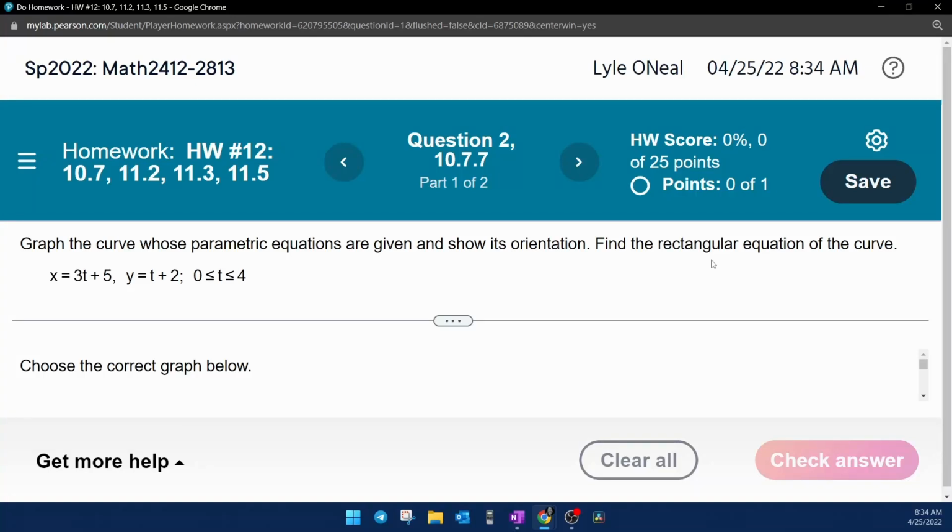Question number 2 from our Precalculus, homework number 12 in MyLab Math. They want us to graph the curve whose parametric equations are given and show its orientation. And then they want us to find the rectangular equation of the curve. So we're going to copy this information over into our scratch work.